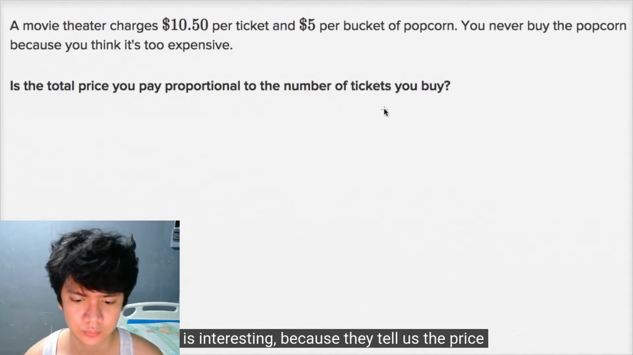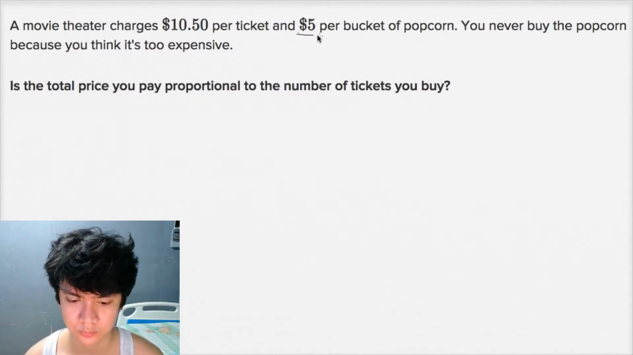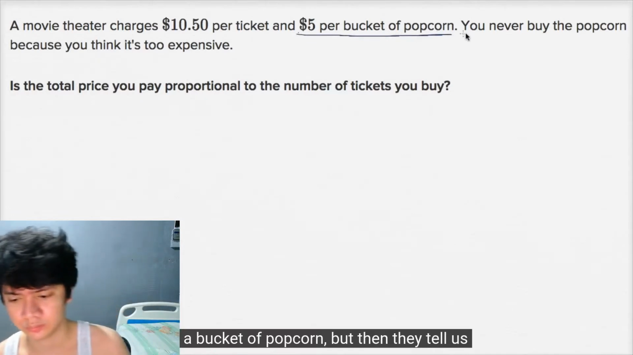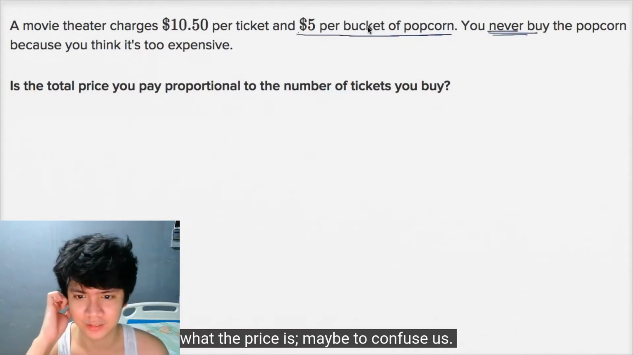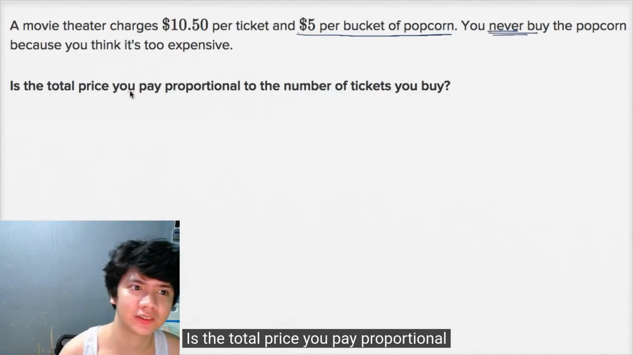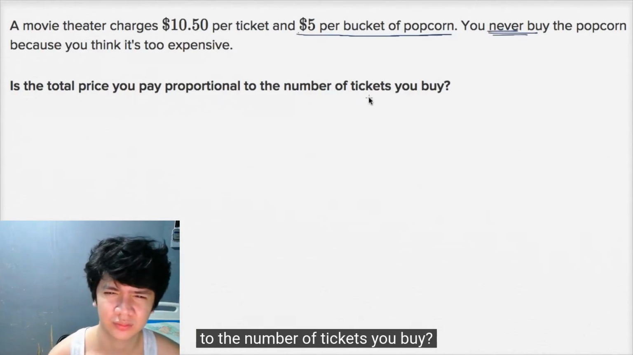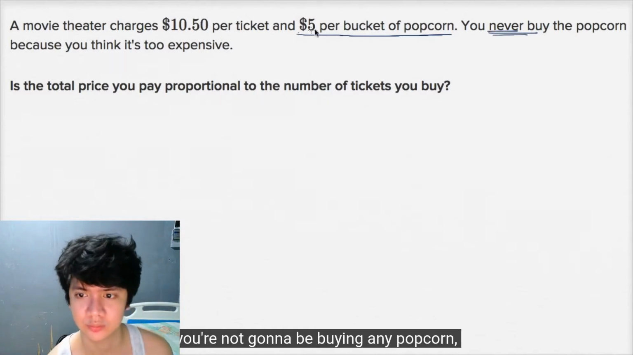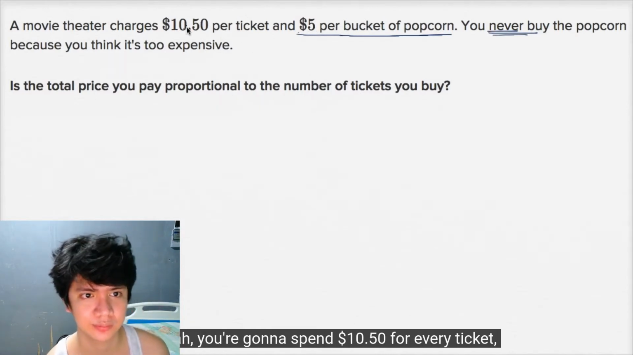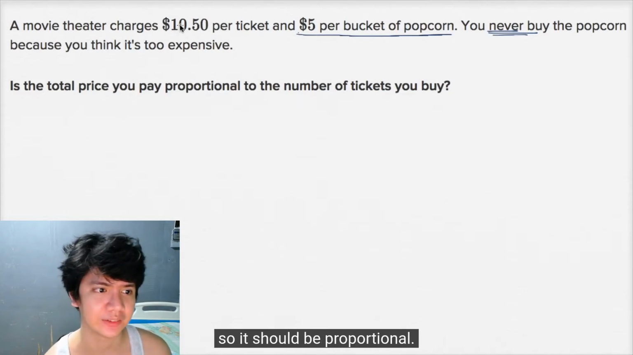Alright, this is interesting because they tell us the price of a bucket of popcorn, but then they tell us that we never buy the popcorn. So I don't know why they tell us what the price is, maybe to confuse us. So is the total price you pay proportional to the number of tickets you buy? Well, you're only buying tickets, you're not going to be buying any popcorn. So yeah, you're going to spend $10.50 for every ticket. So it should be proportional.